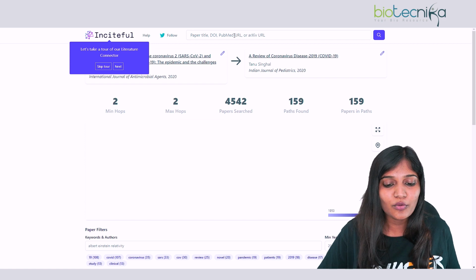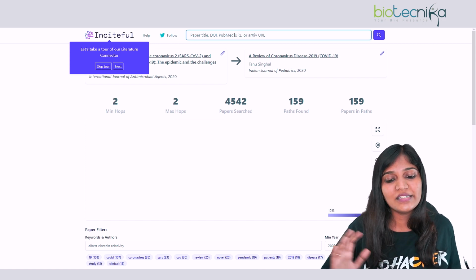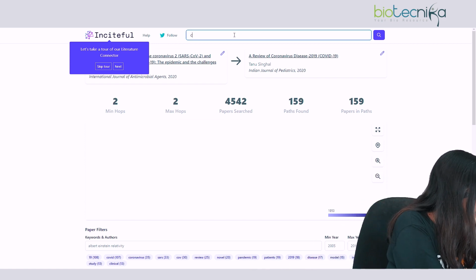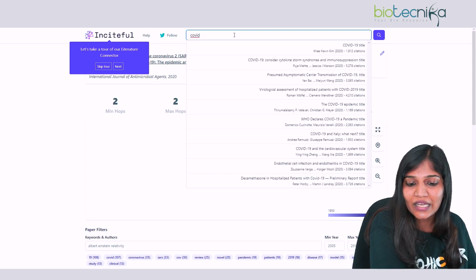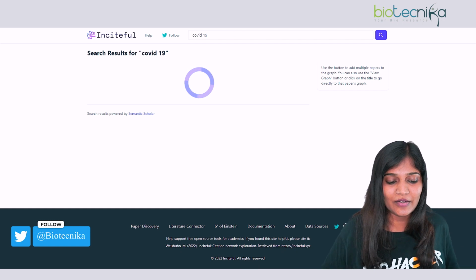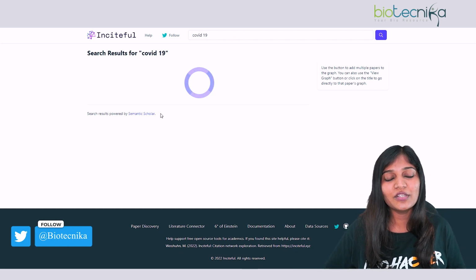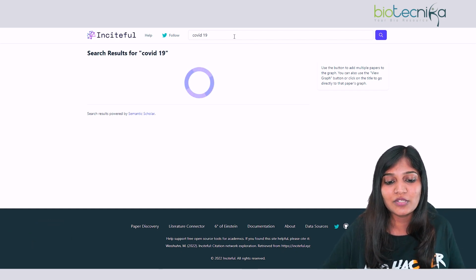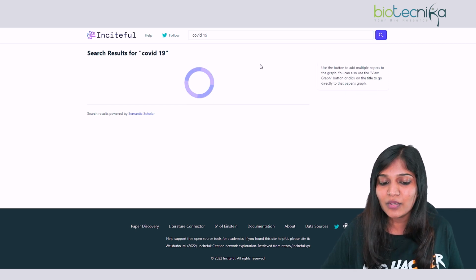Suppose you're someone who wants to know about COVID-19 directly. Then I'm going to type in COVID-19 directly, and I will get all the papers here. So here also you can find the link between different research papers. So let's stay on for some time and we will get back to it.